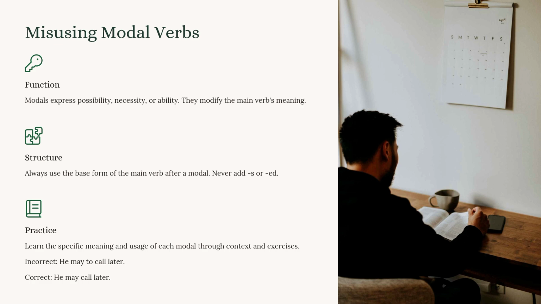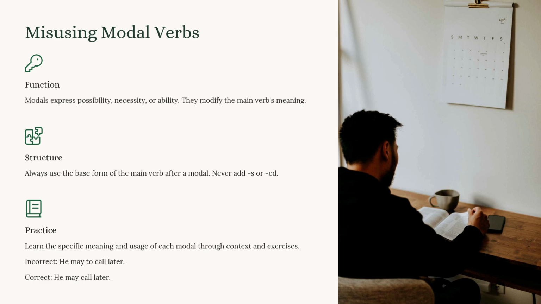Now, the second tip is understanding the function of each modal. Modals convey specific meanings, so it's important to choose the right one for the context. So, for example, can indicates ability. I can swim. That indicates ability, can, right?